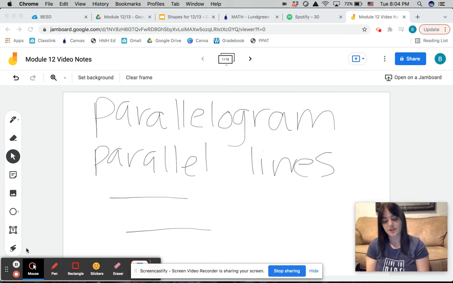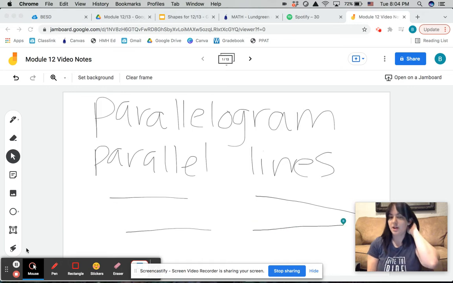So if I had two lines like this, even though they aren't crossing right now as they're drawn, if you keep drawing these lines, you will see that eventually they will cross each other. So those are not parallel lines.